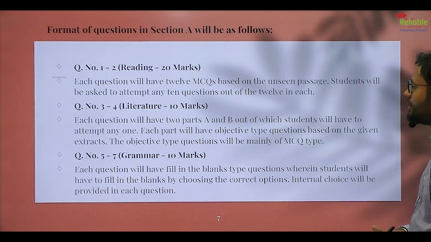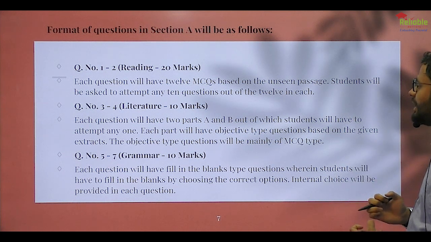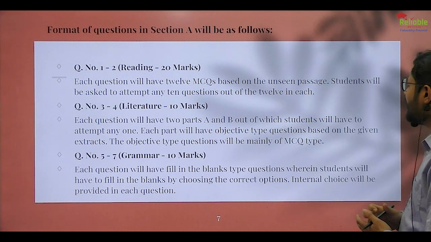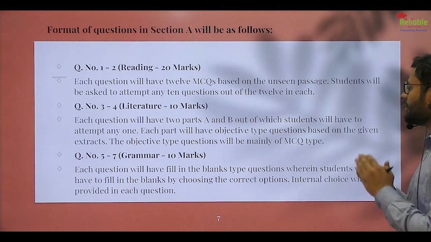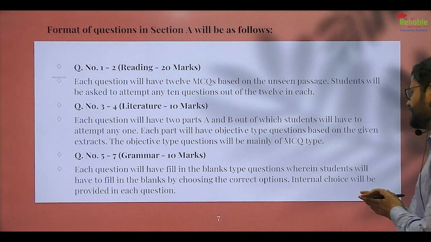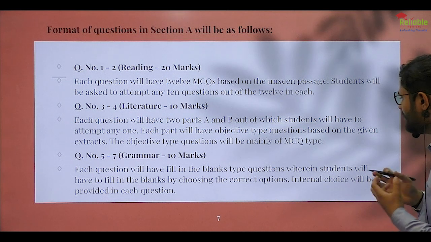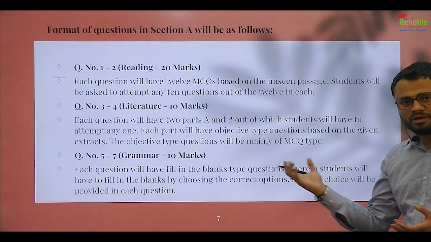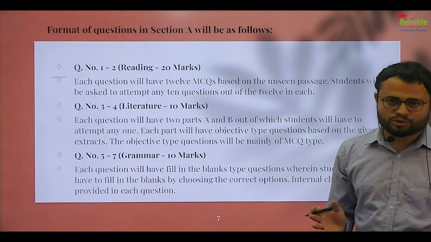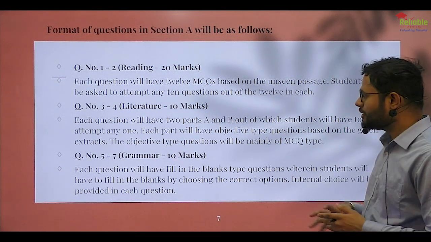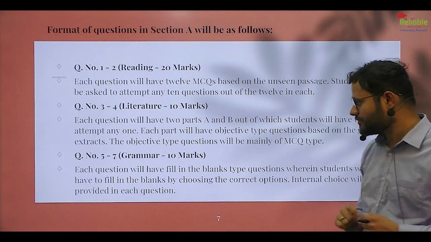Question number 3 and 4, they are going to be of literature, and in this each question will have two parts, A and B, out of which students will have to attempt any one. Each part will have objective type questions based on the given extracts. The objective type questions will be mainly of MCQ type. Mainly of MCQ type means, so far this is the information, that the questions are going to be of MCQ type, objective type. Okay, so extracts are there and you have to find out the answers from there.